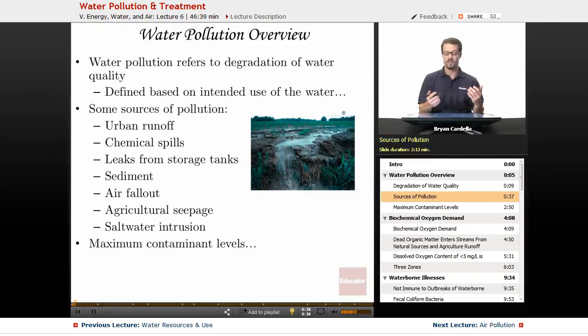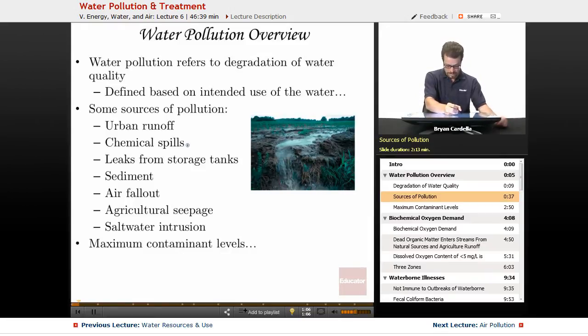Here are some sources of pollution. And by the way, these sources not only affect surface water, they also affect groundwater and inevitably oceans, lakes, streams, just all water sources basically. Urban runoff. So urban runoff, whether this is from apartment buildings, commercial zones, even military sites, there is going to be waste coming from those regions.